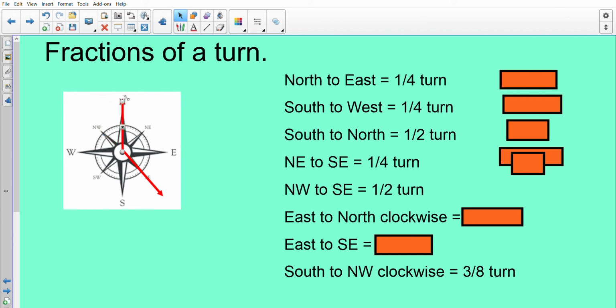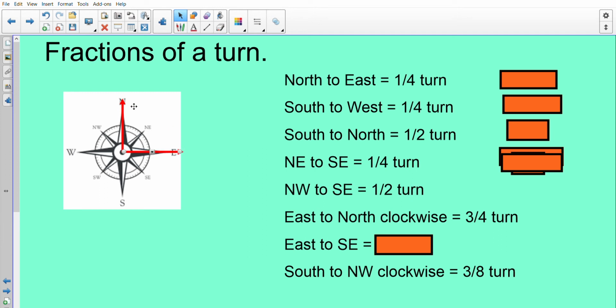Okay, let's put that there. So to go from east to north clockwise, we go 1/4 of a turn, half a turn, 3/4 of a turn. Okay, and then east to southeast.